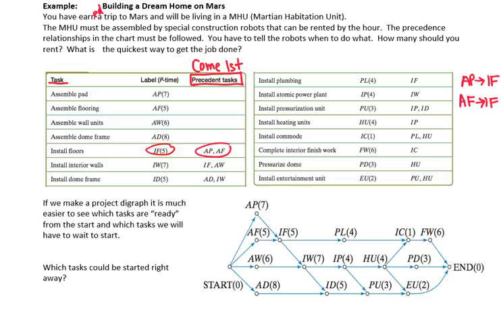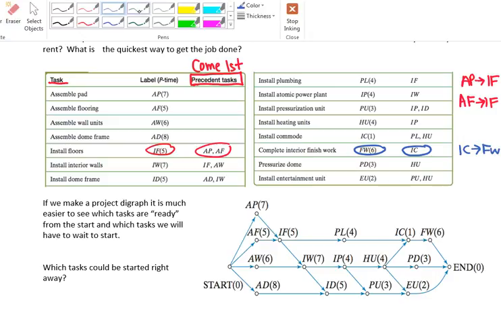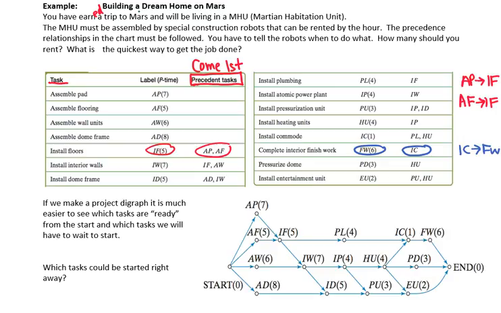So there were 2, but even if you have something like this, here's IC and FW. This is the precedent tasks. That tells us that IC has to be done before you can do FW. So the first thing you want to do when you're working a problem like this is start and ask yourself, I am making a project digraph, so I am going to start with a start. Okay, so you make a vertex for start.